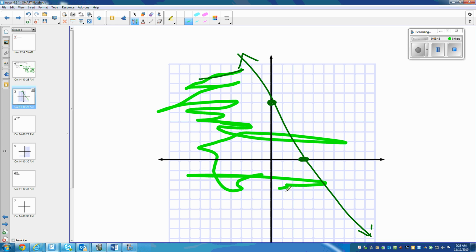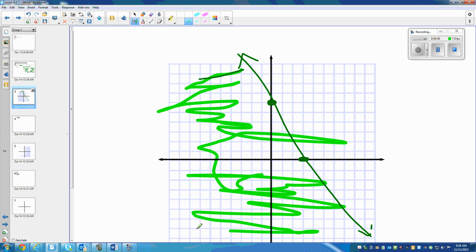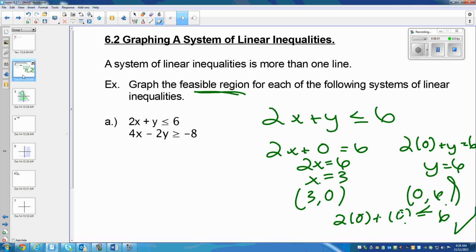Oh, see, there's my coloring problem. Okay. Are you guys okay with that? I hope you color nicer than I do. Okay, I'm just saying.